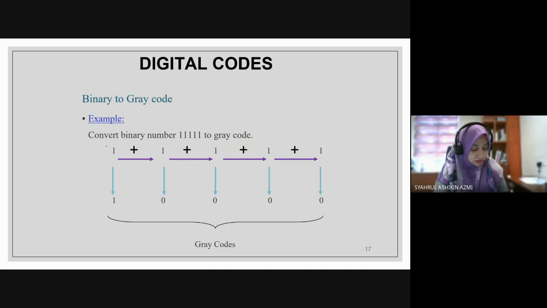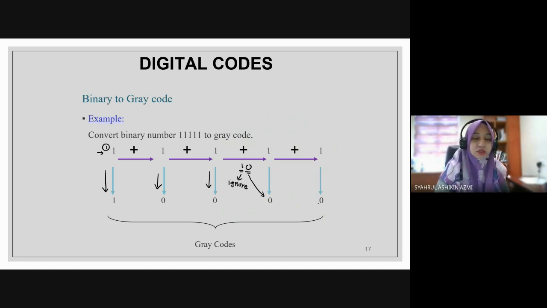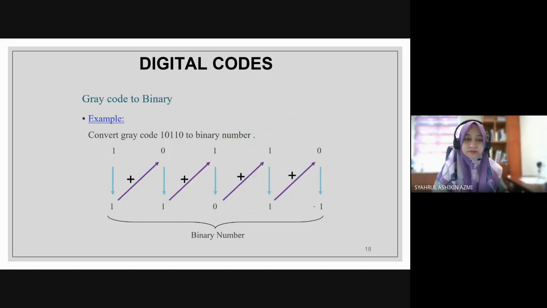Okay, so first step, look at your most left, bring down the digit, whether it's 1 or 0, it doesn't matter, just bring it down, no need to do anything. And then starting from your leftmost, you add it with the next bit. 1 plus 1 is 10, right? The 1 is ignored, just bring down the 0 to your answer. 1 plus 1 is 10, just bring 0. 1 is ignored. 1 plus 1 is 10, right? Just bring down 0. This one, ignore. And again the same. So in Gray code, it will be 10000.